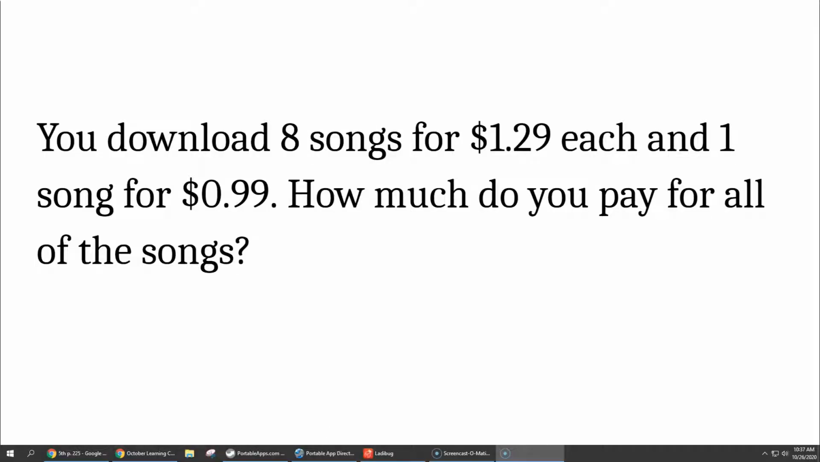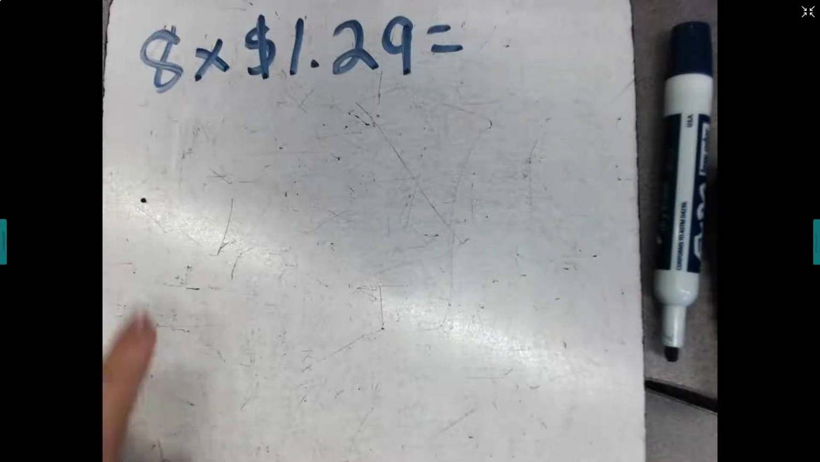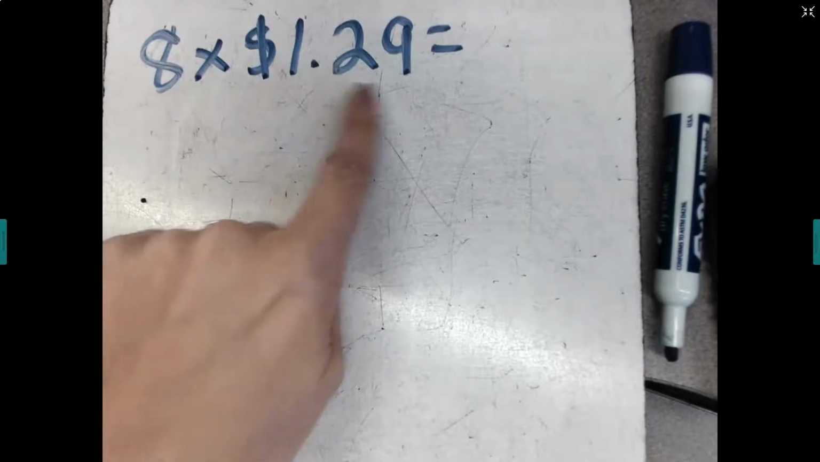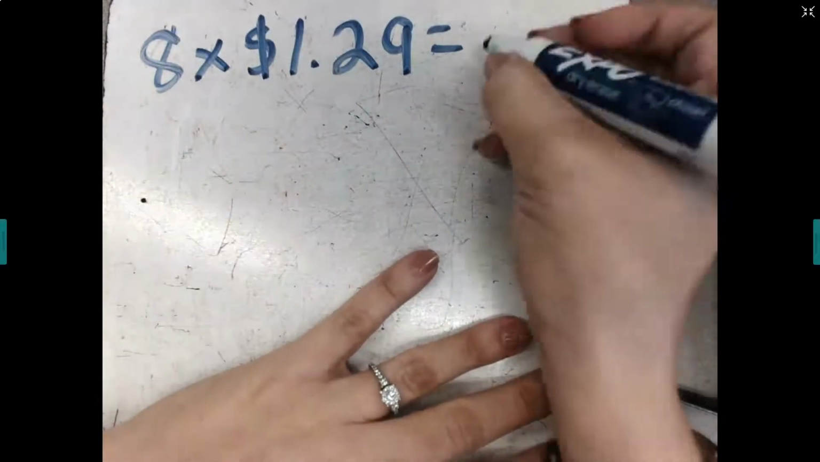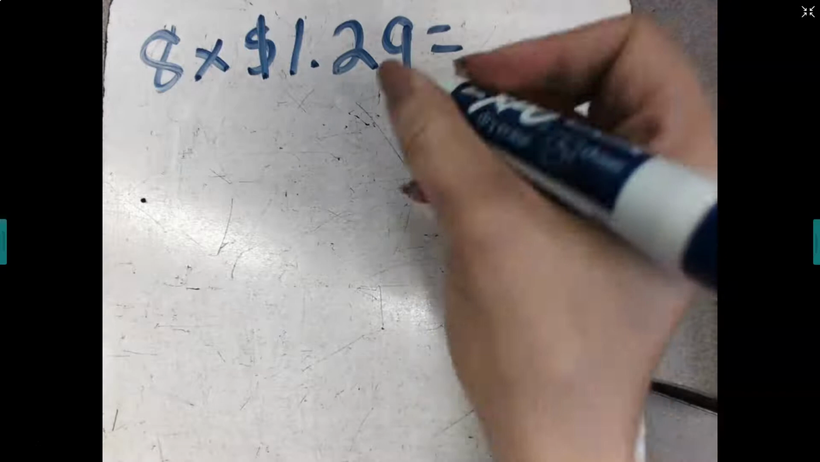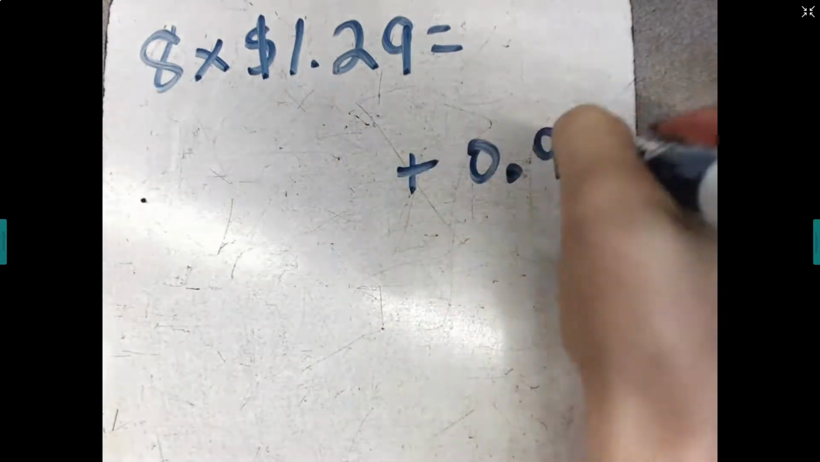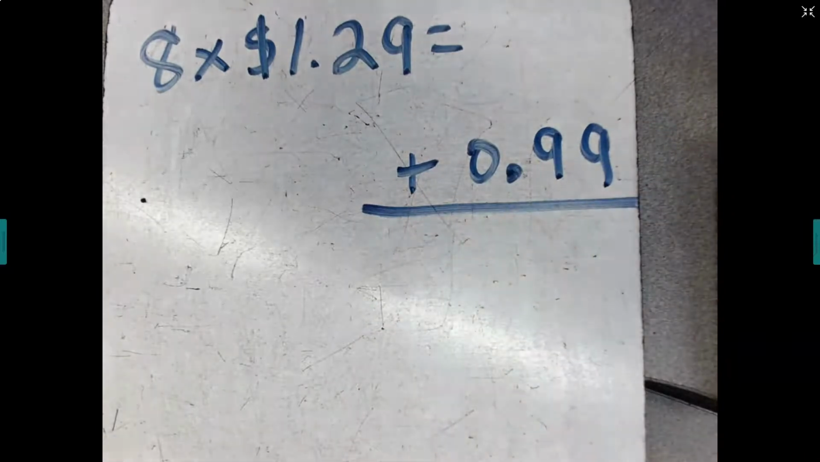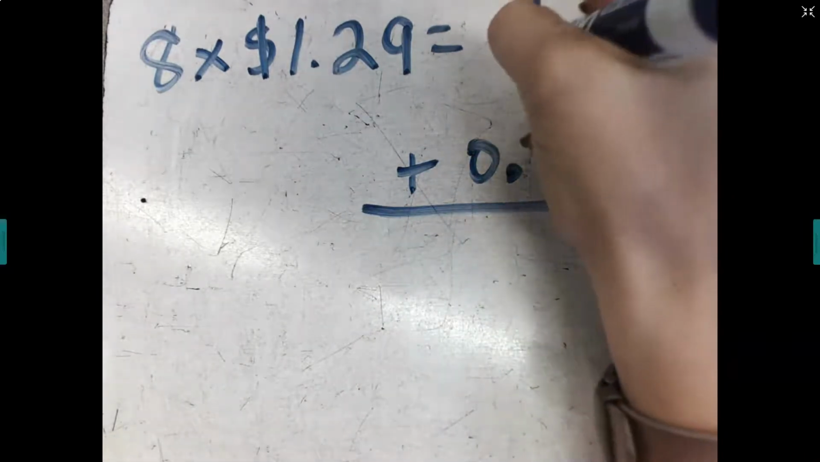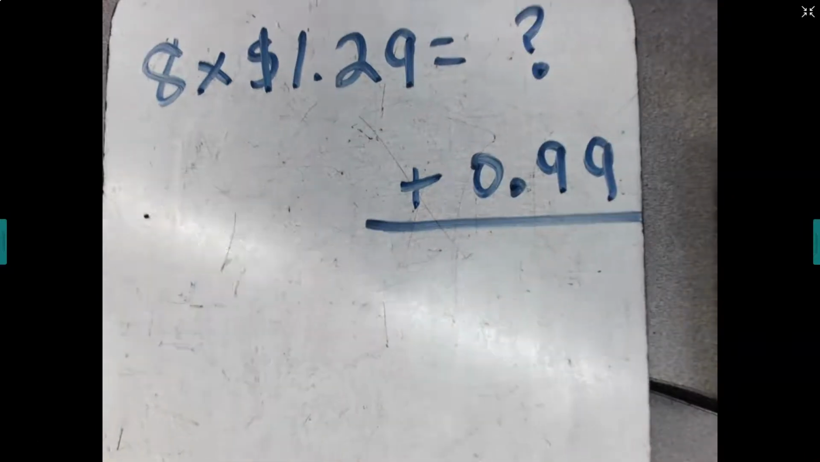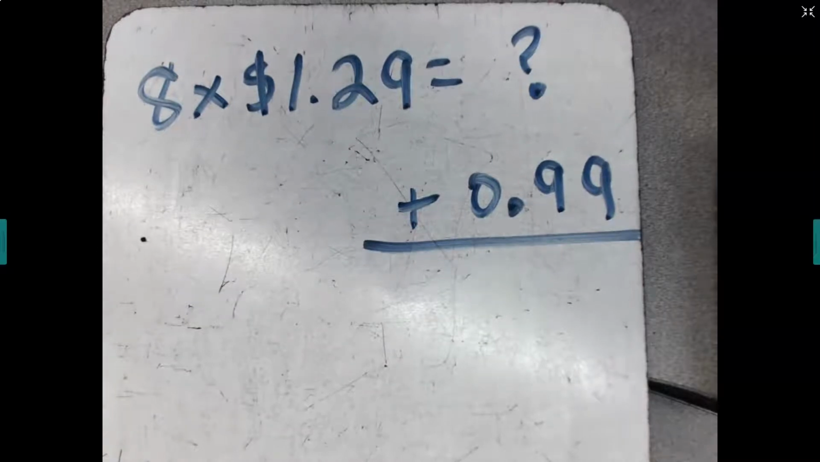This next one says, you download 8 songs for $1.29 each and 1 song for 99 cents. How much do you pay for all of the songs? So for the first songs, you have 8 times $1.29 to give you the amount that you spent on those first 8 songs. And then you will need to add that to the 99 cents for that last song that you purchased. So whatever this is, you're going to add that to 99 cents to get the total cost.